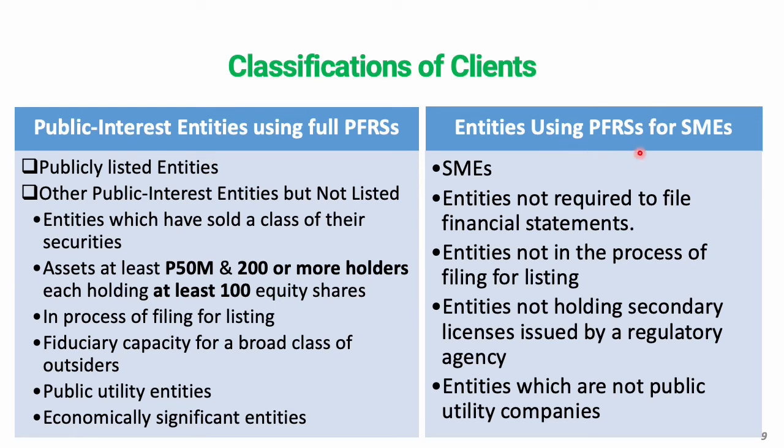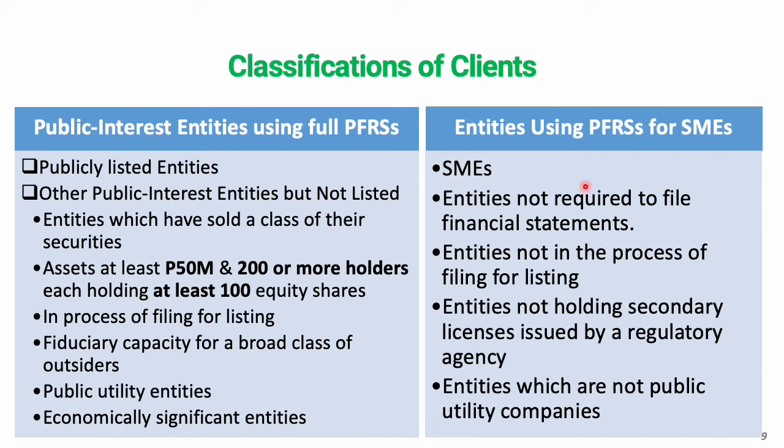And for entities using PFRS for SMEs, we have small and medium enterprises, so entities who are not required to file financial statements with the SEC, entities not in the process of filing for listing their securities for sale, entities not holding secondary licenses issued by a regulatory agency. So examples of entities holding secondary licenses are similar to this one, like banks and insurance companies and companies exercising quasi-banking function. And finally, entities which are not public utility companies. Now, for entities using PFRS for SMEs, they can be audited by either Category A or Category B practitioners. Now, unlike this one, they can only be audited by Category A practitioners.